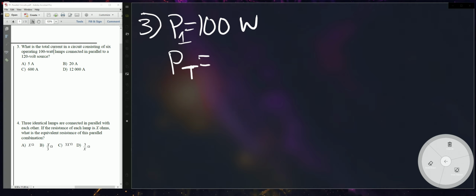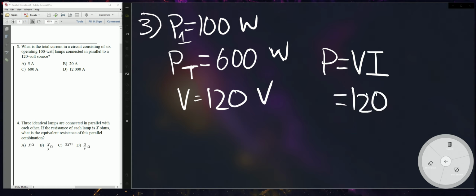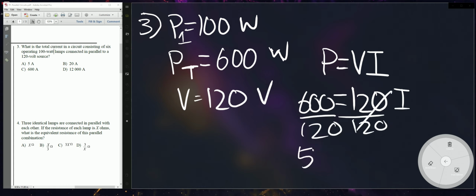Okay, so that means the total power is 600 watts. All right, so 600 watts, that's total power. And the total voltage is 120 volts. Okay. And we know that the formula for power, on your reference table, if you take a look, is V times I. So 600 divided by 120, and you get 5 amps, right? So that's your answer.